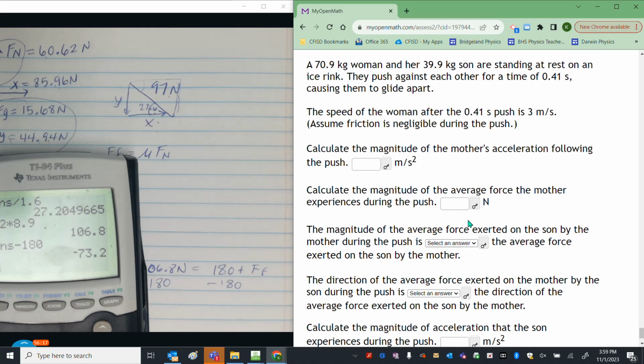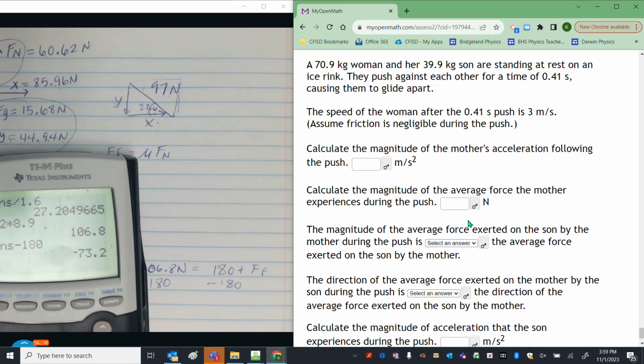All right, a 70.9 kilogram woman and her 39.9 kilogram son are standing at rest on an ice rink. They push against each other for a time of 0.41 seconds, causing them to glide apart. The speed of the woman after the 0.41 second push is 3 meters per second. Assume friction is negligible during the push. Calculate the magnitude of the mother's acceleration following the push.